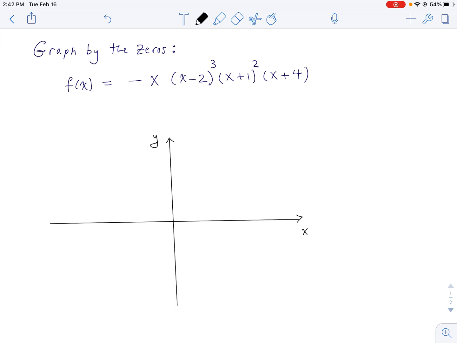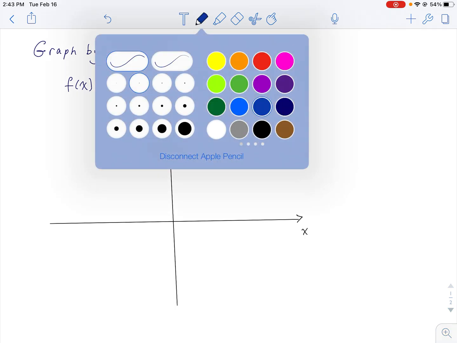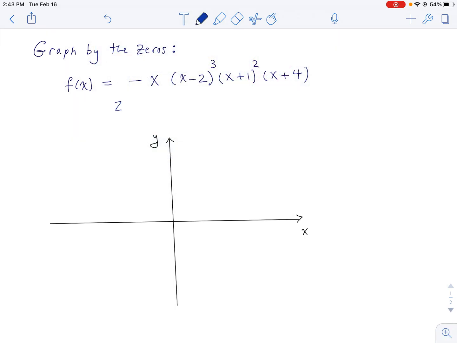This is the topic we're going to be working on this week. I thought I'd just take a tough one here. First thing, notice it's a polynomial and it's in factored form. And by that I mean I have all these terms multiplied together. It's called graphing by the zeros because we're going to set each of these terms equal to 0 and find the zeros. And this is easy enough.